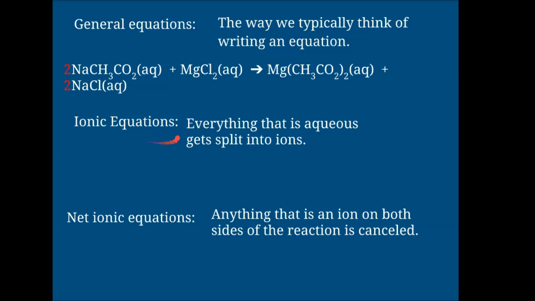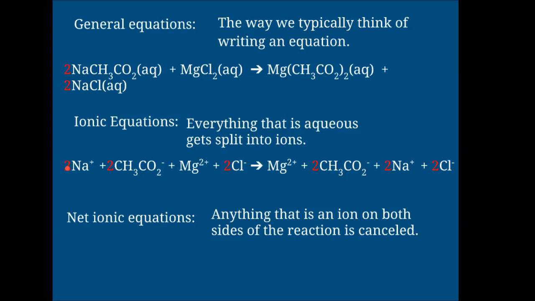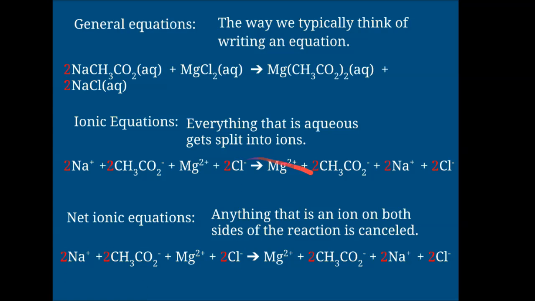So when we go down to write the ionic equation, everything that is aqueous, which is everything here, will get split up into its ions. So you get 2 sodium ions, 2 acetate ions, 1 magnesium, 2 chloride ions, and then it yields, so this one broken up into ions, magnesium ion, acetate ions, and then this one broken up into ions, 2 sodium ions, 2 chloride ions. And then for our net ionic equation, sodium is an ion on both sides, so you could cancel that away.